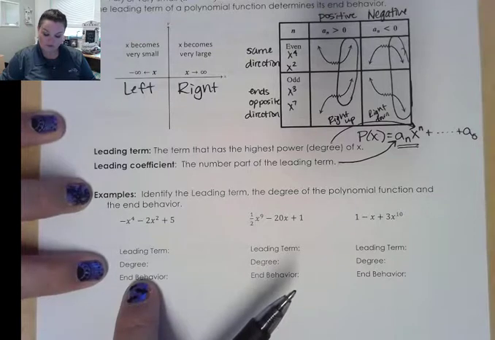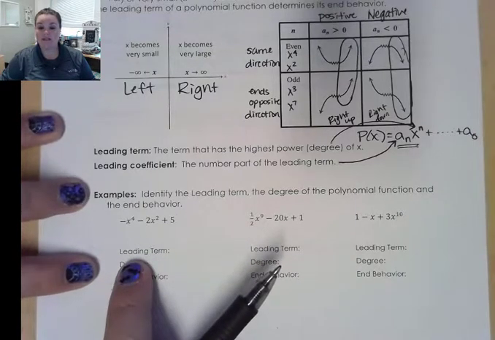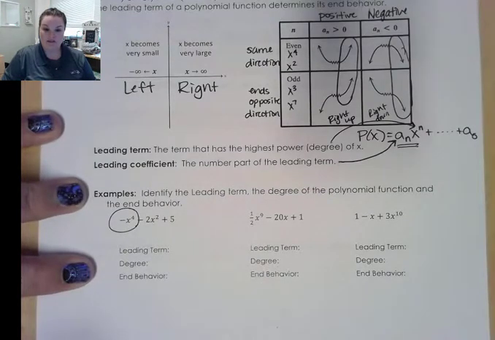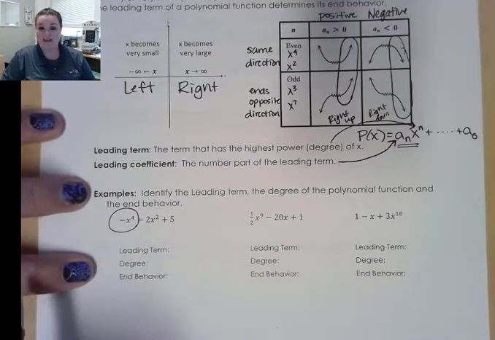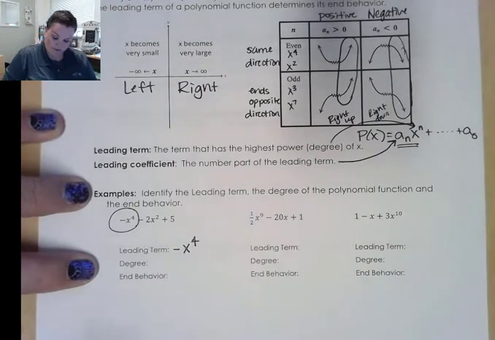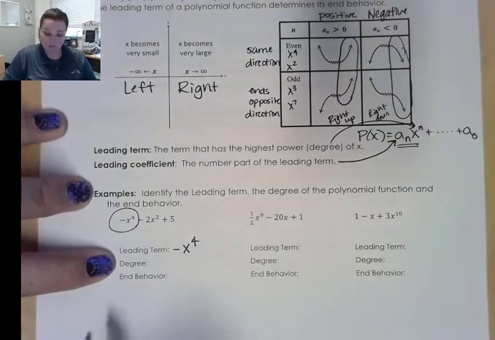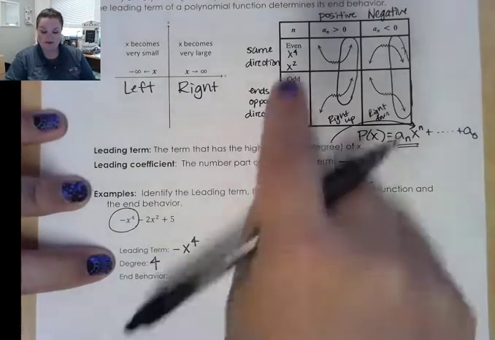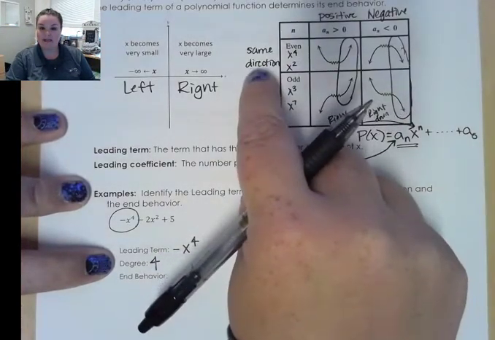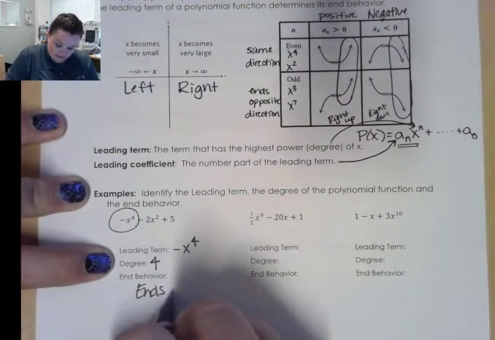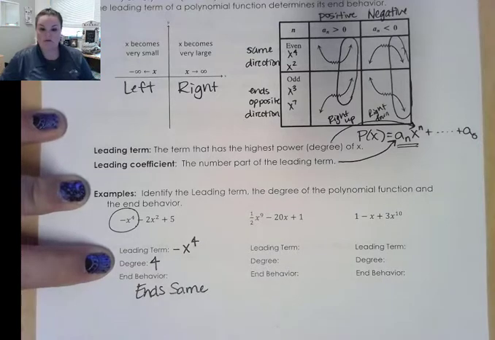So here, first we have to identify the leading term. In this one, it's negative x to the fourth. That's the highest power of x in a term that we see. So negative x to the fourth. My degree is 4, and 4 is even. So if I have an even degree, that means my ends go the same direction. So I'm going to go ahead and say ends are the same.